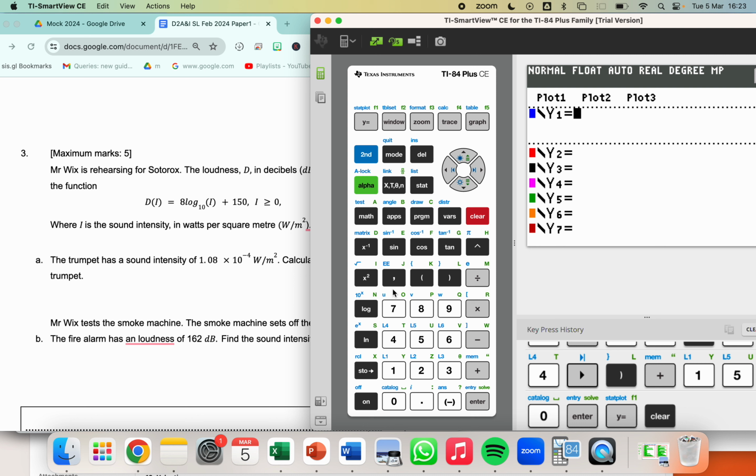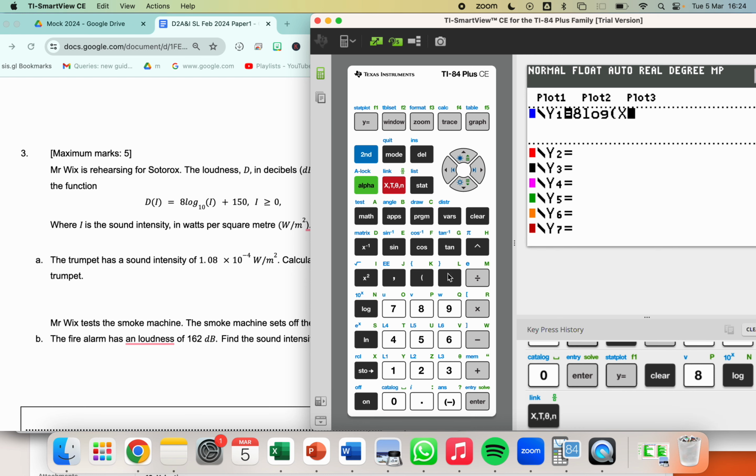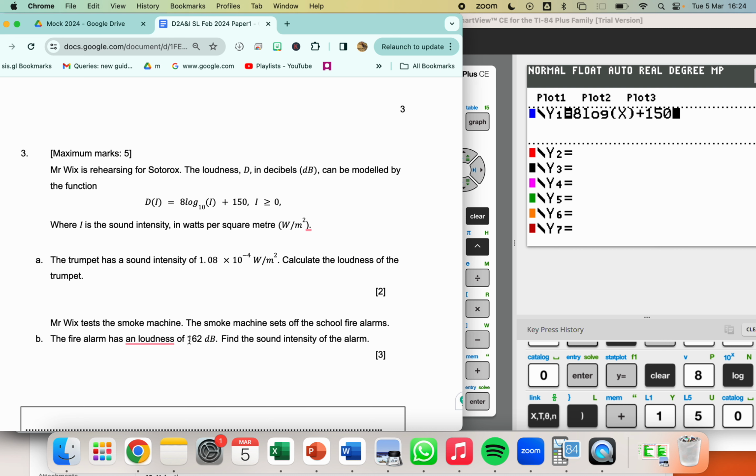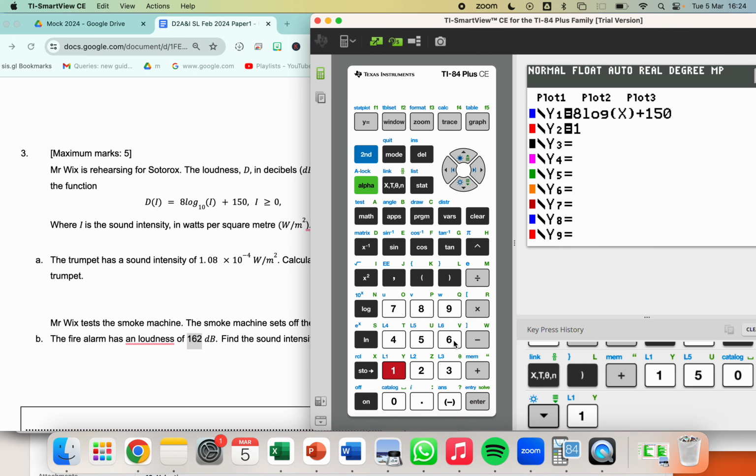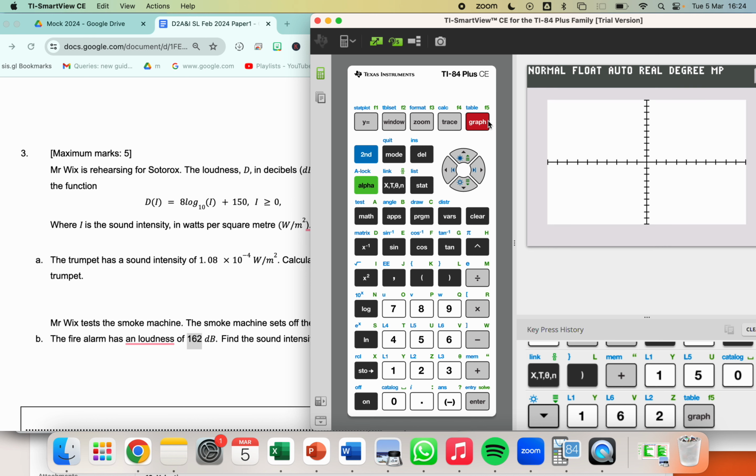So first of all, we're going to type in the function again, unfortunately. So we have 8 log I. I is going to be x plus 150. Now we know the answer to this question is going to be 162. So in y2, we just put 162, and we're going to see where these graphs intersect. Sometimes it's quite difficult to see where the graphs are, so you have to manipulate with the window.